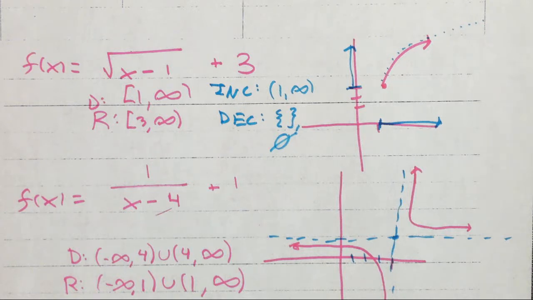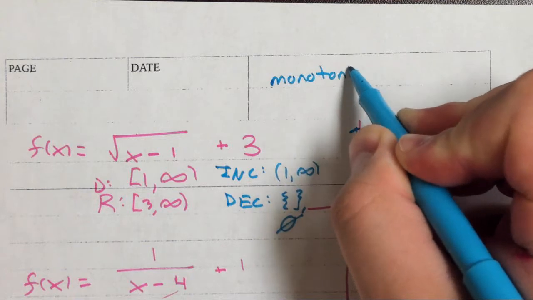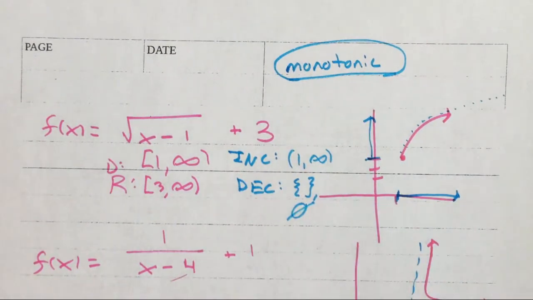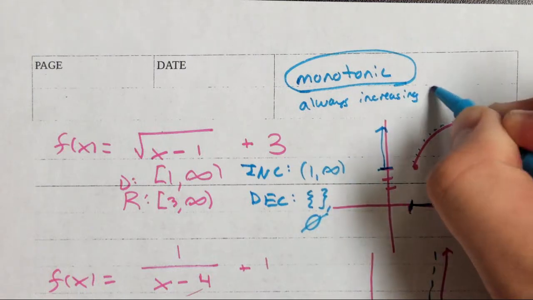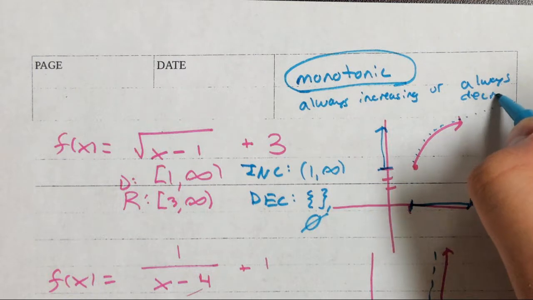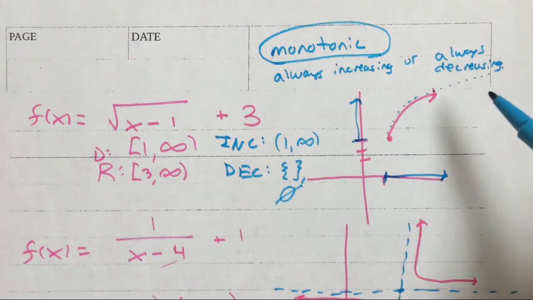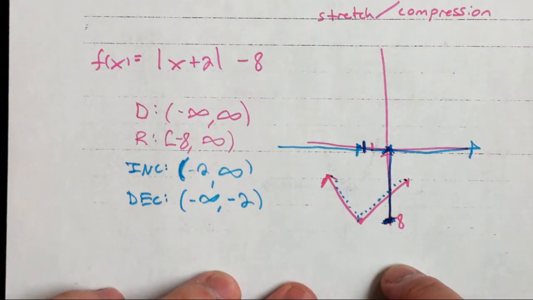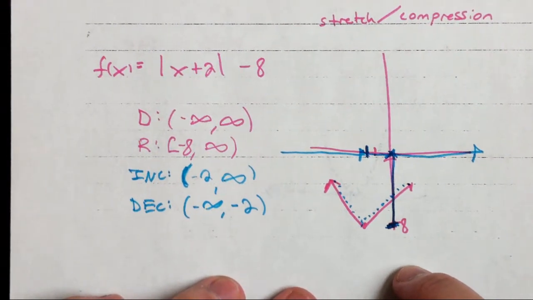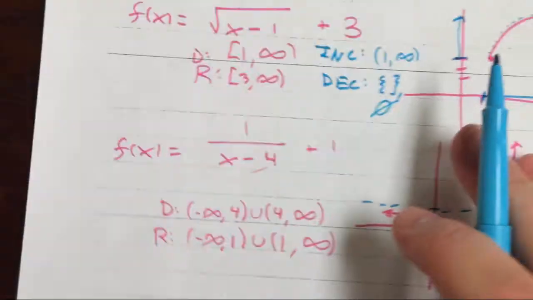A function that always increases or always decreases is called monotonic. Monotonic means it's always increasing or always decreasing. You know, like monotone, always the same, always doing the same thing. So with that absolute value function we had, would that be monotonic? No. The absolute value function is not monotonic because sometimes it's decreasing and sometimes it's increasing. But this one we just did, it is monotonic. It's always increasing.